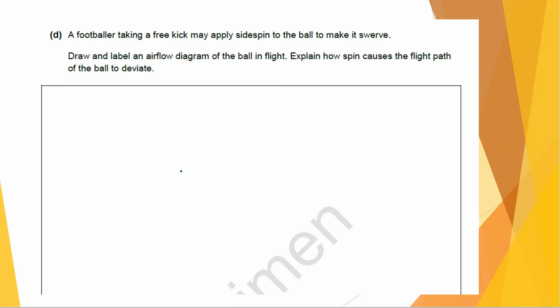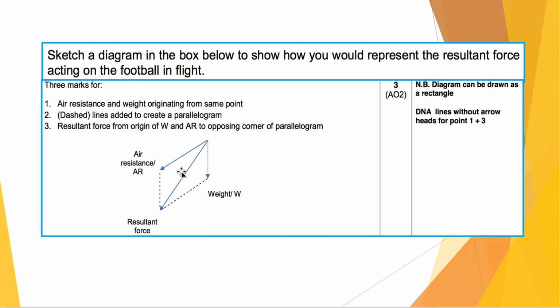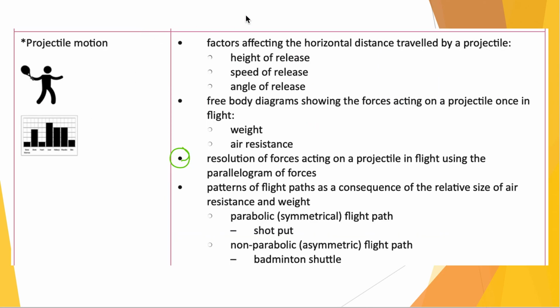Okay, last question. Oh no, that's for later. So that's it for this video. That means that we have now covered all of this projectile motion content. So from today's lesson: factors affecting the horizontal distance travelled by a projectile, free body diagrams, resultant and resolution of forces coming from parallelogram of forces diagrams, and then these parabolic and non-parabolic flight paths that we see in shot puts and in badminton shuttles.